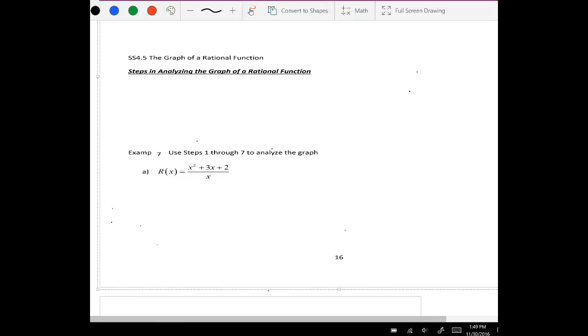Hey guys, this is our recording for 4.5. So we are going to start with me writing down all of our steps, so that way you can use the steps to analyze all of the functions below. Okay, so here are the steps.